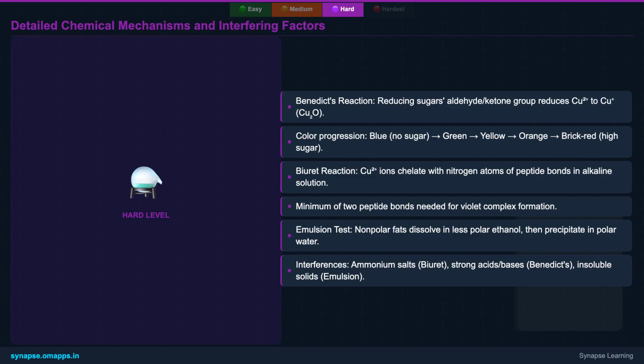This requires a minimum of 2 peptide bonds to form the characteristic violet color. The emulsion test works because fats, being nonpolar, dissolve in ethanol but then clump together as insoluble droplets when introduced to polar water, scattering light to create the cloudy appearance. Each test relies on precise chemical interactions.